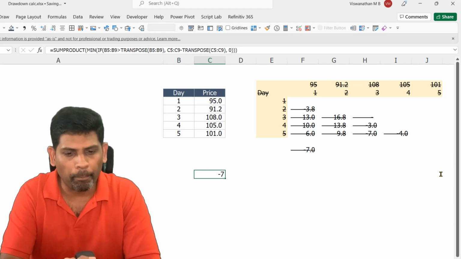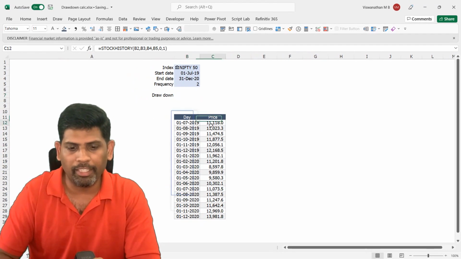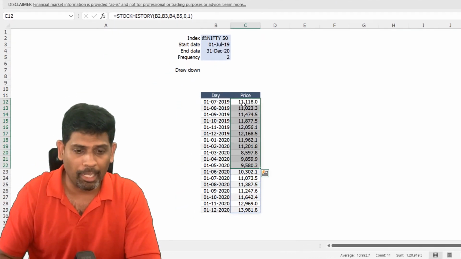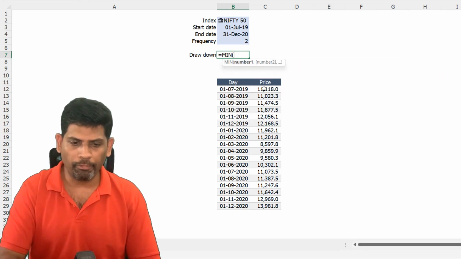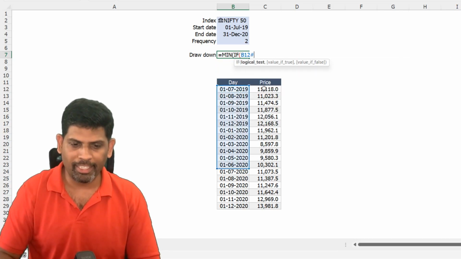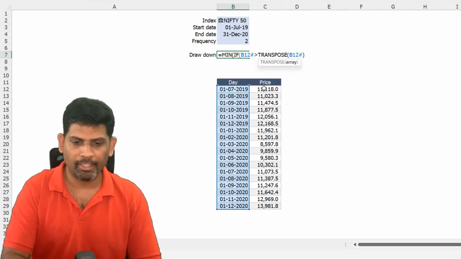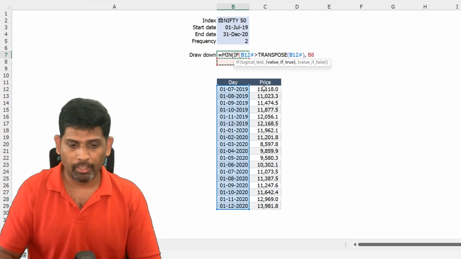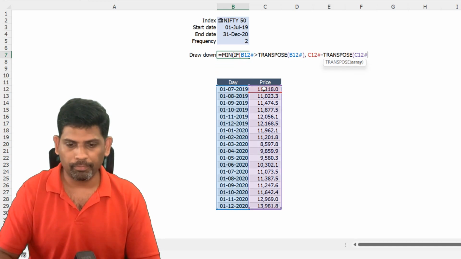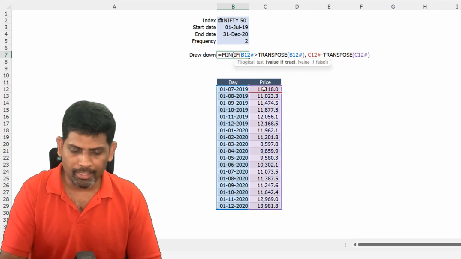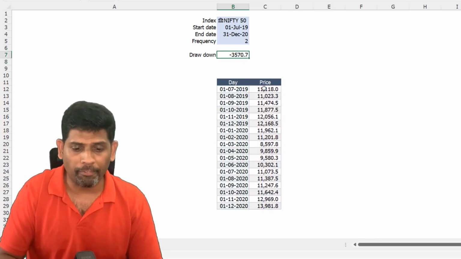Now let's see this being applied in a real life scenario. So in the Nifty sheet, I have the Nifty prices, which are obtained as a dynamic array. And what I'm going to do, like what I did here, is equals MIN of IF, check whether these days are greater than the transpose of the dates. If yes, what we need is the prices minus the transpose of the prices, else, comma 0. So I've got my answer, 3570.